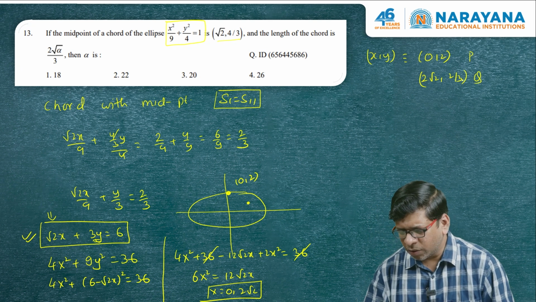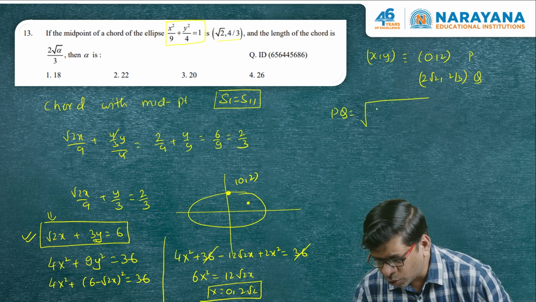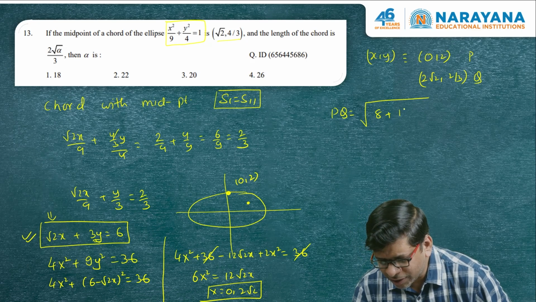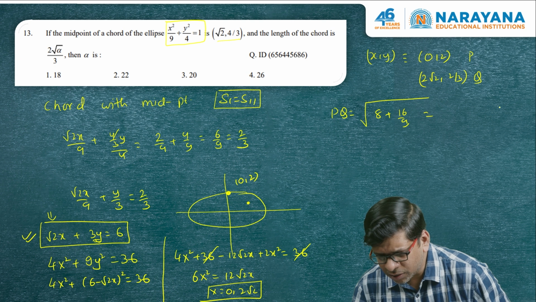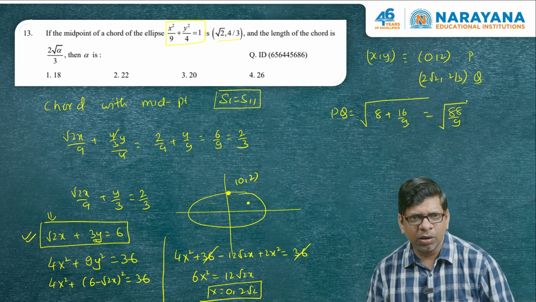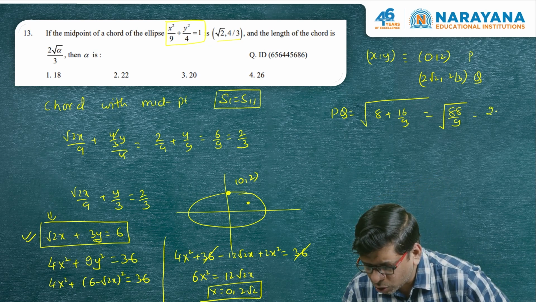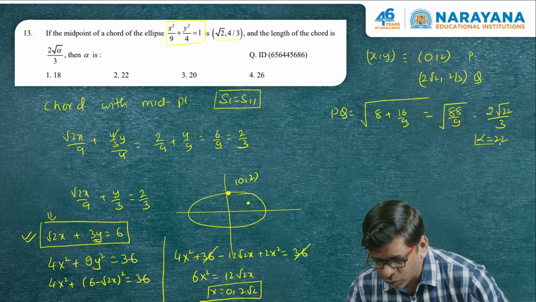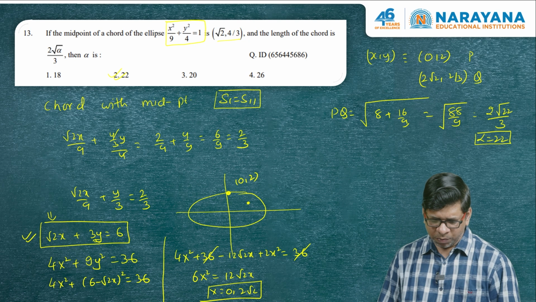Now what we need is the length of the chord. So find PQ: square root of (2 root 2) whole square, which is 8, plus (2 minus 2 by 3) whole square, 4 by 3 squared is 16 by 9. So 72 plus 16, that is 88 by 9. This is the length of the chord. They are saying it is 2 root alpha by 3. So 2 root alpha by 3 means 2 root 22 by 3. So what is alpha? 22. 22 means option number 2. So B is the correct answer for this question.